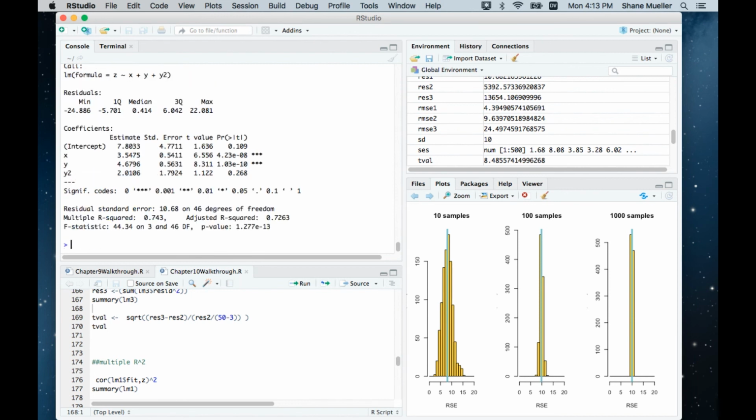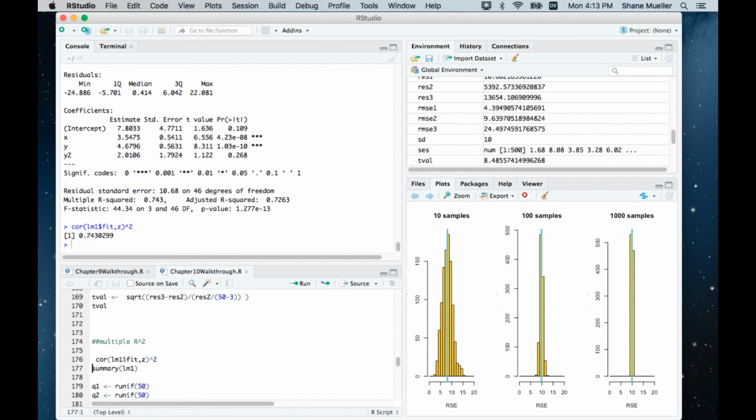Summary LM1. This is the larger model, and I've got a multiple r squared of 0.743, and that seems pretty good. How is that computed? Well, if I take the fitted values and compare them to the actual true values, which in this case is z, that forms a correlation, and if I square it, that forms an r squared. So it's 0.743. There's nothing tricky about this. I just take the predicted values and compare them with a correlation to the true values and square it.